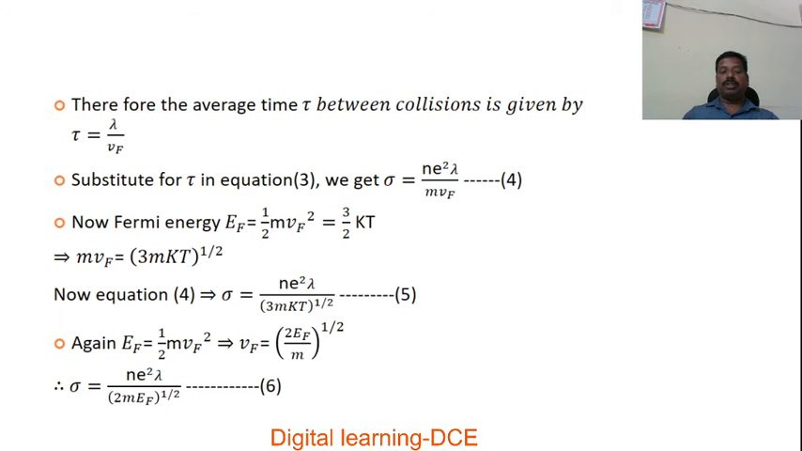We have one more expression also, in terms of Fermi energy. Again, we know that Ef = ½mVf². This implies that if we solve for Vf, we have Vf = (2Ef/m)^½.